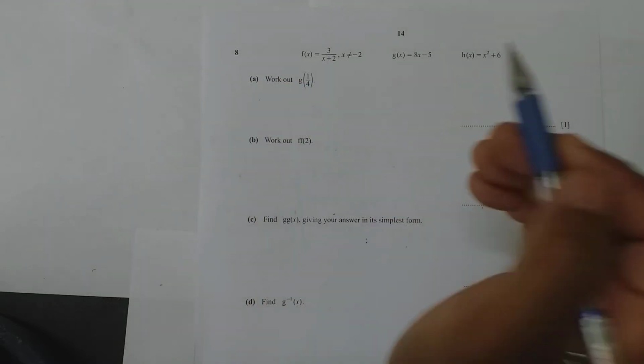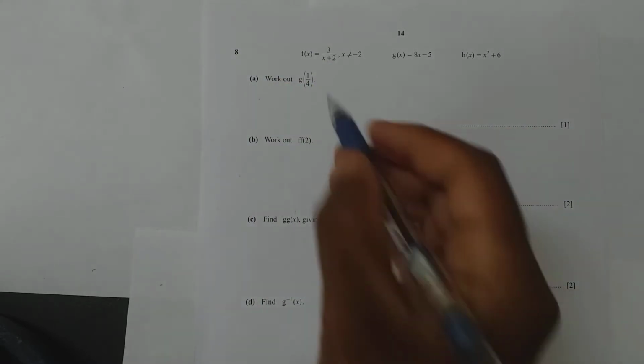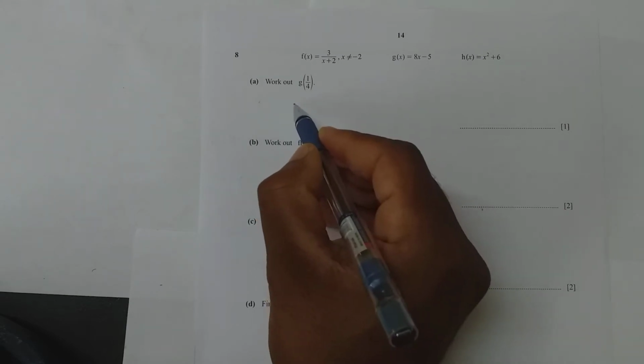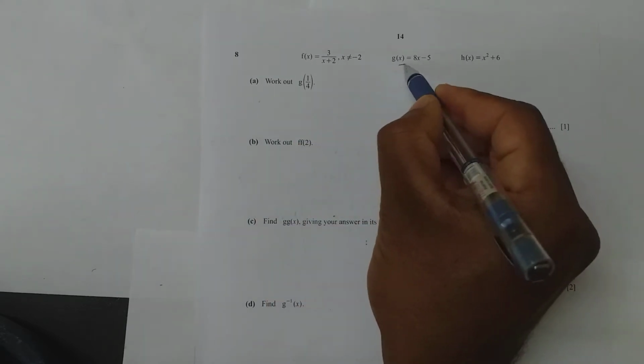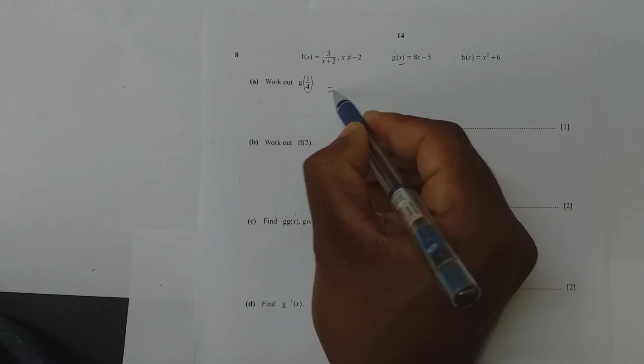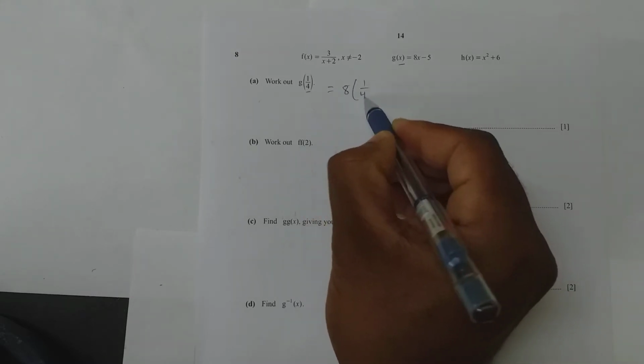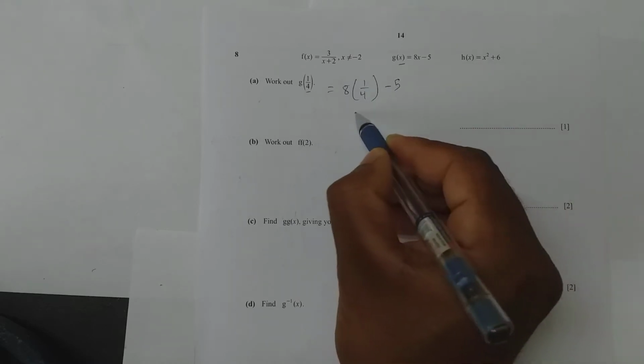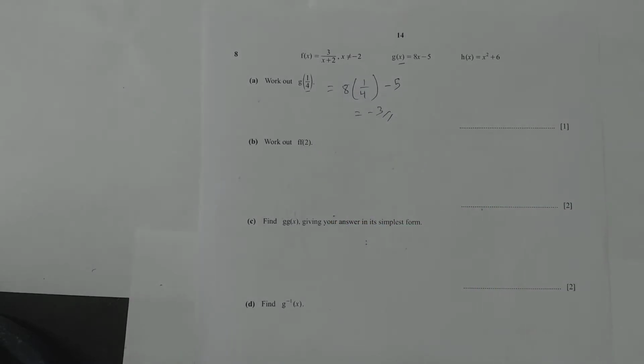Next sum, eighth one. Work out g of 1 by 4. How much will it become? In place of x, you need to put 1 by 4. So this is equal to 8 times, replace x by 1 by 4. So which will result in minus 3.